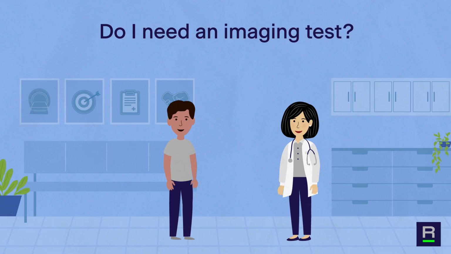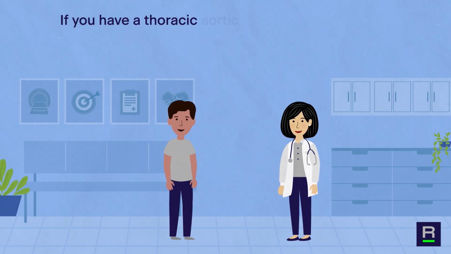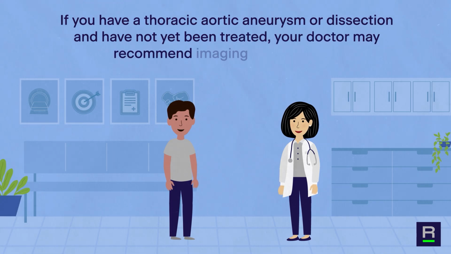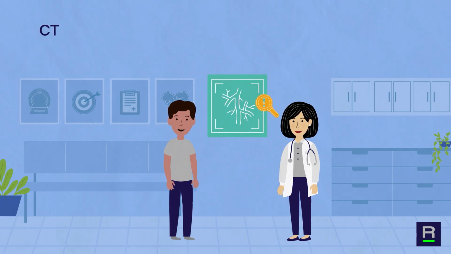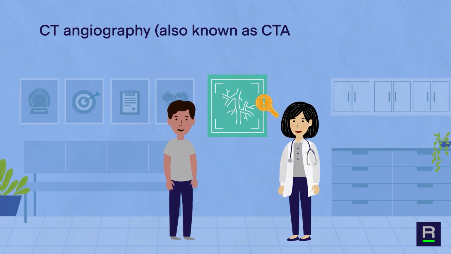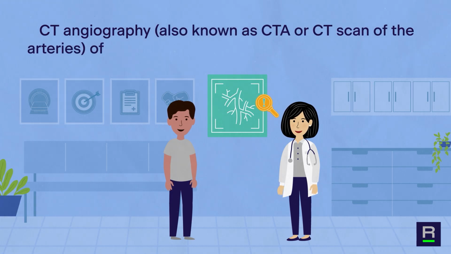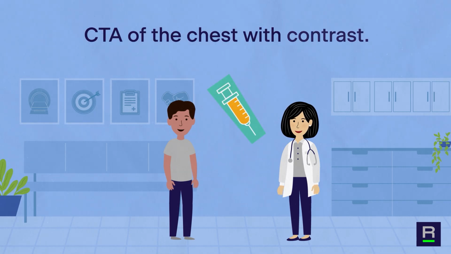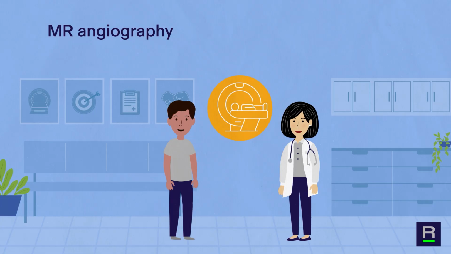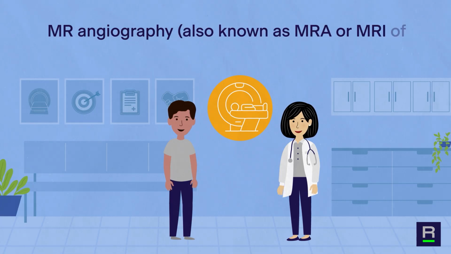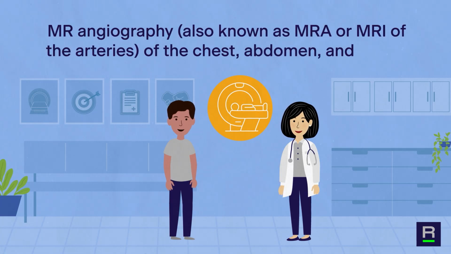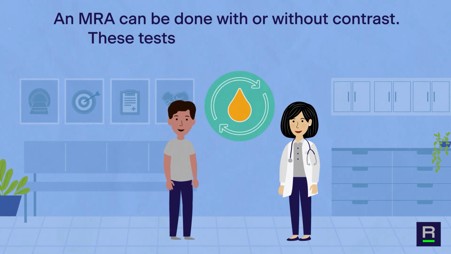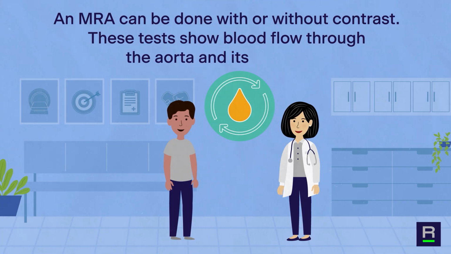Do I need an imaging test? If you have a thoracic aortic aneurysm or dissection and have not yet been treated, your doctor may recommend imaging tests such as CT angiography, also known as CTA or CT scan of the arteries, of the chest, abdomen, and pelvis with contrast, CTA of the chest with contrast, MR angiography, also known as MRA or MRI of the arteries, of the chest, abdomen, and pelvis. An MRA can be done with or without contrast. These tests show blood flow through the aorta and its branches.